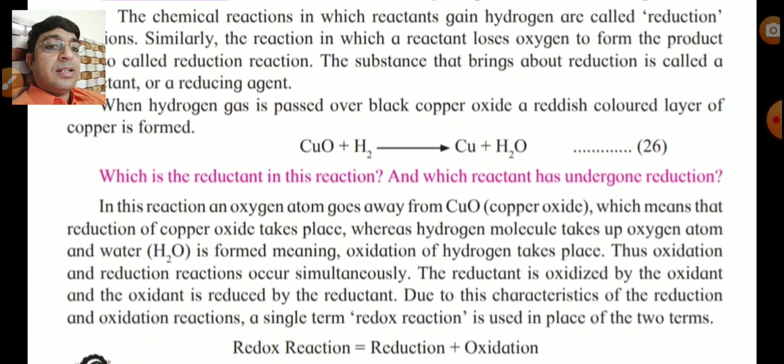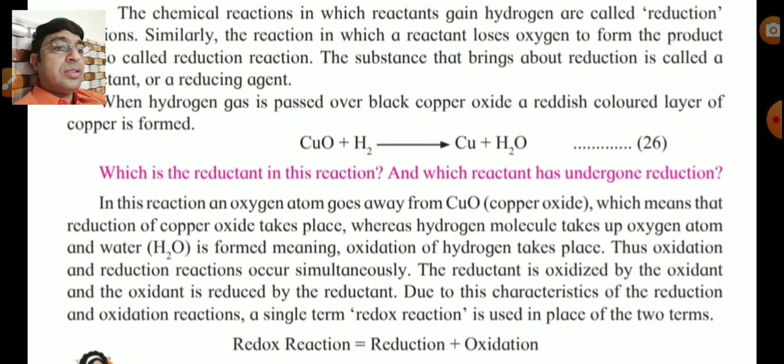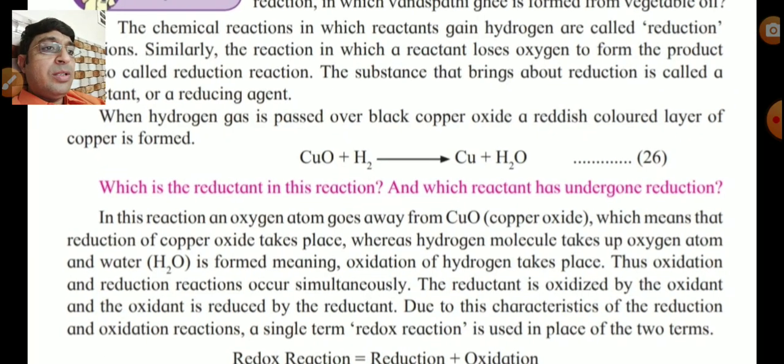So which is the reductant in this reaction and which reactant has undergone reduction? So you tell me. Oxygen is lost from copper oxide because of hydrogen. So hydrogen is what? Reductant. And which reactant has undergone reduction? So copper oxide, CuO, because loss of oxygen means reduction.